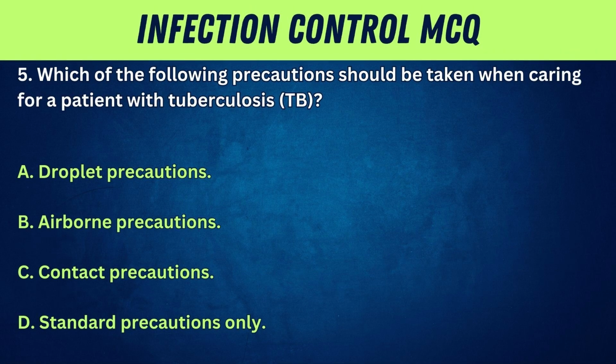5. Which of the following precautions should be taken when caring for a patient with tuberculosis, TB? A. Droplet precautions. B. Airborne precautions. C. Contact precautions. D. Standard precautions only.